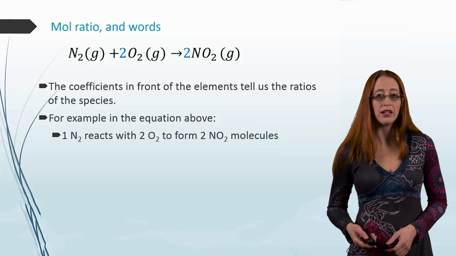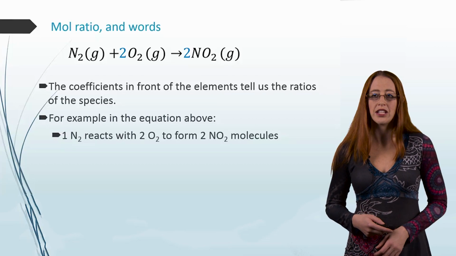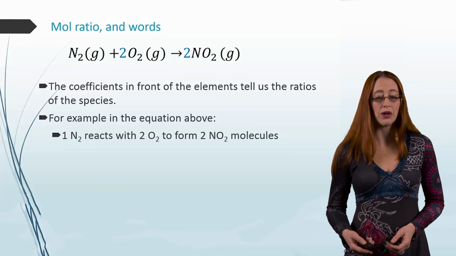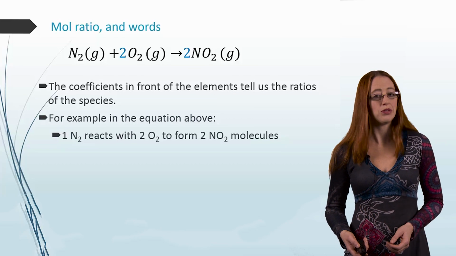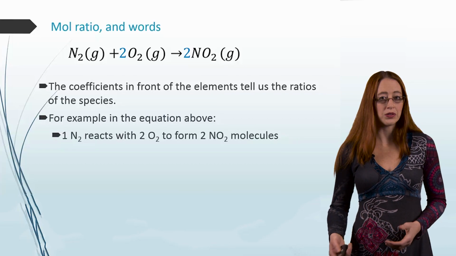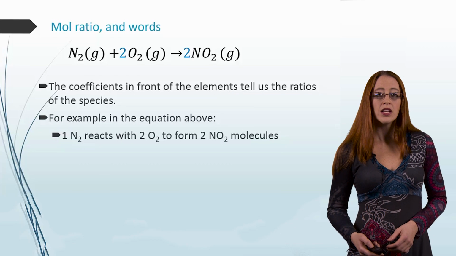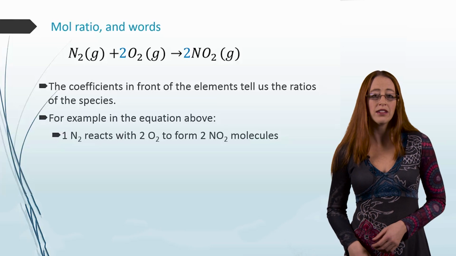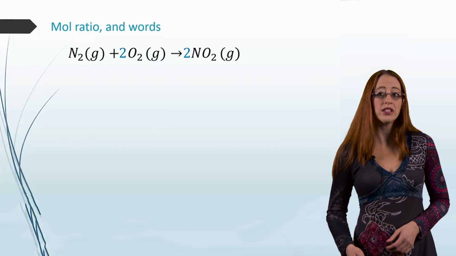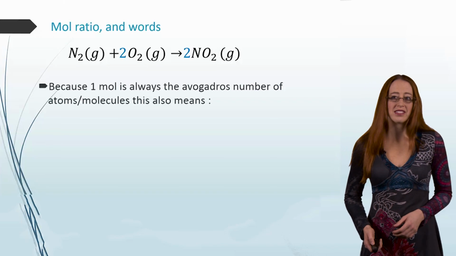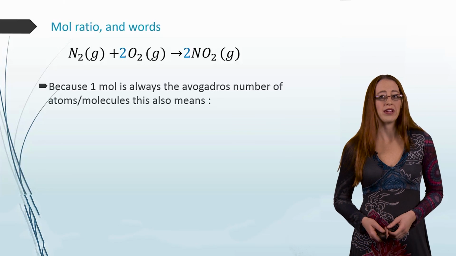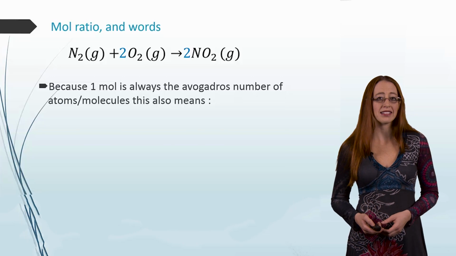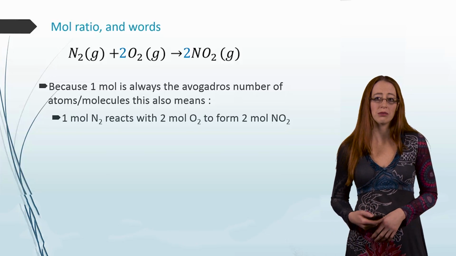It's good to know the ratio of individual atoms, but how we actually tend to use this more often is doing mole ratios. We know that a mole is equal to Avogadro's number, or 6.022 times 10 to the 23rd molecules or atoms or anything really. Since that's the same for every single species here, not only does this give us the ratio of molecules, but this also gives us the mole ratio. Using this, we can say that 1 mole of nitrogen reacts with 2 moles of oxygen to form 2 moles of nitrogen dioxide. It works as both molecules or moles.